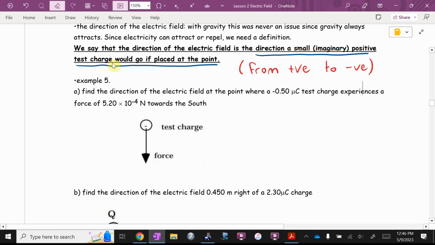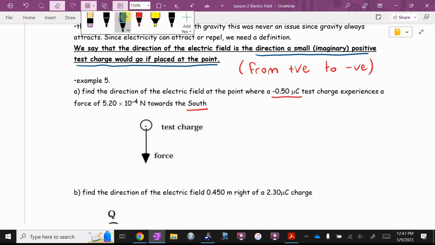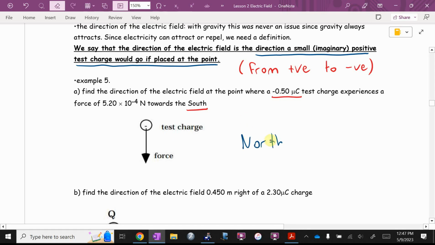So example 5, the question that Hannah and I just did, it says, find the direction of the electric field at a point where a negative charge experiences a force toward the south. So if everybody can underline the charge, it's negative and south. If a negative charge is feeling a force to the south, which way would a positive charge feel a force? The electric field direction is north. Oh, the magnitude we calculated, that was the previous question.